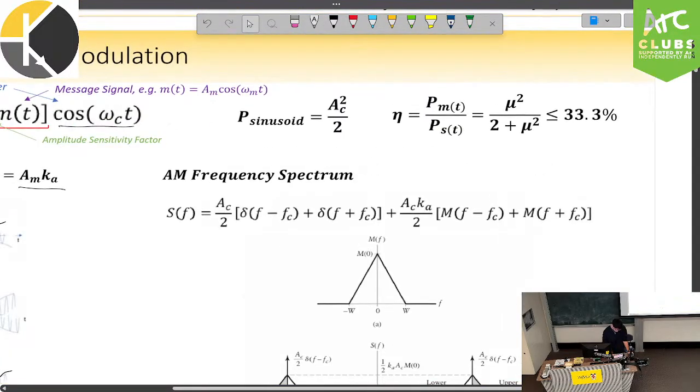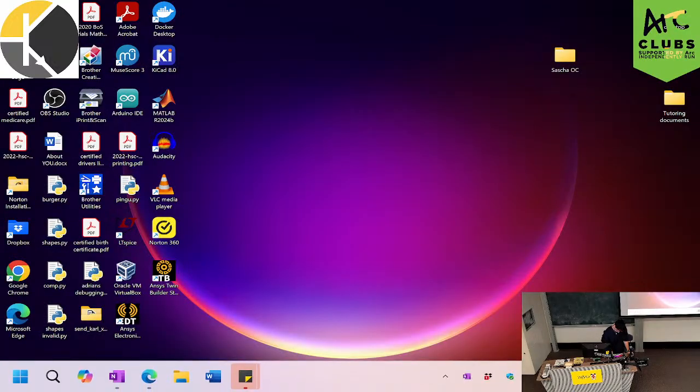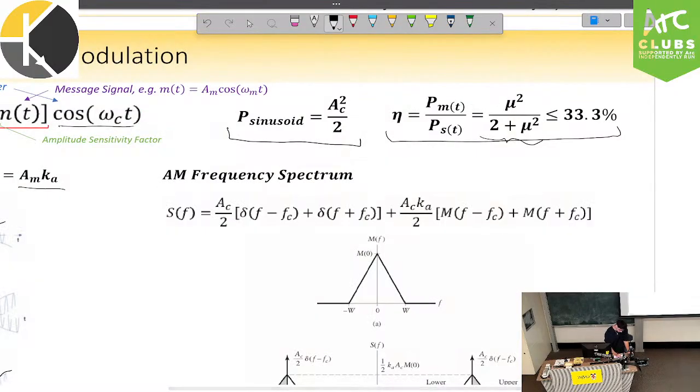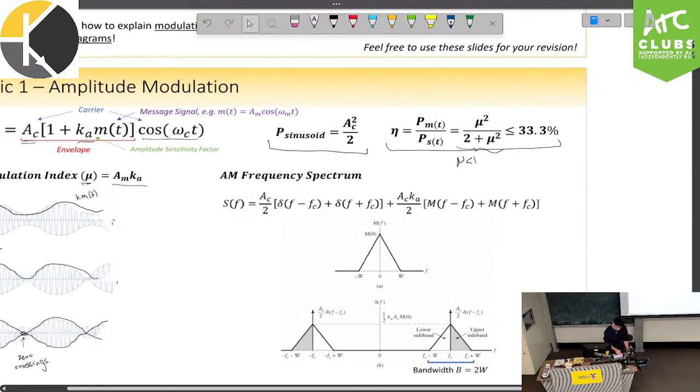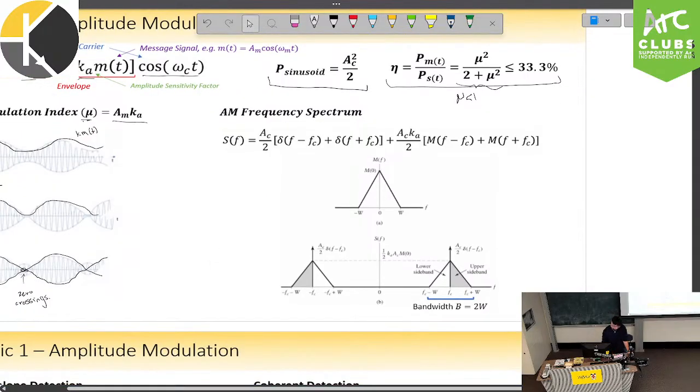Some other things to note, whenever you're asked to find the power of a sinusoid, the formula is given by Ac squared on 2. And if you ever need to find the efficiency of an AM wave, you would find that using this formula here. So just noting that mu for AM signals has to be less than 1, otherwise we get these zero crossings, which means that we are limited to an efficiency of 33%, which is not that great.